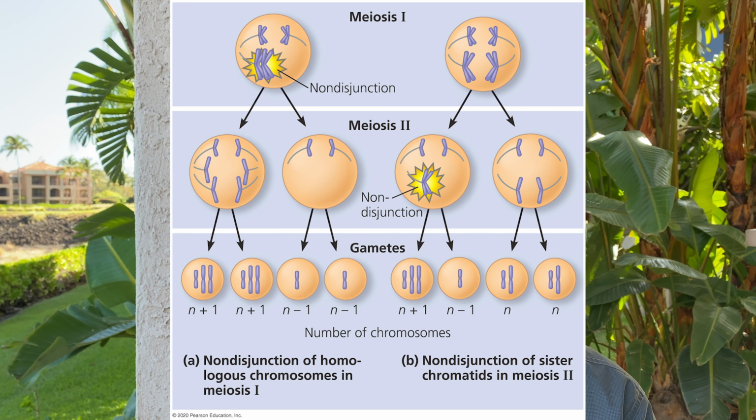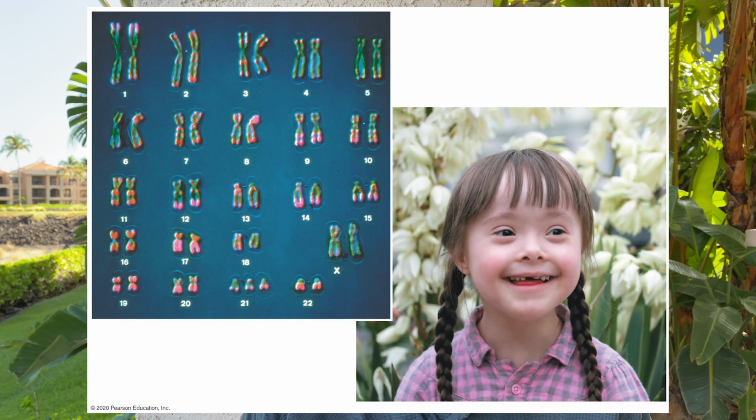Non-disjunction will result in gametes having either an extra chromosome, known as a trisomy, or the absence of a chromosome, known as a monosomy. Zygotes with monosomic chromosomes usually result in death. However, trisomies are not as lethal or problematic. A common trisomy seen in humans is trisomy 21, also known as Down syndrome.